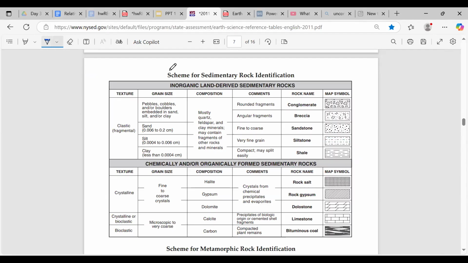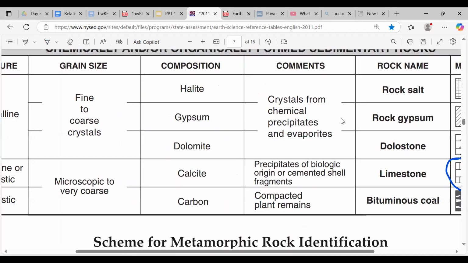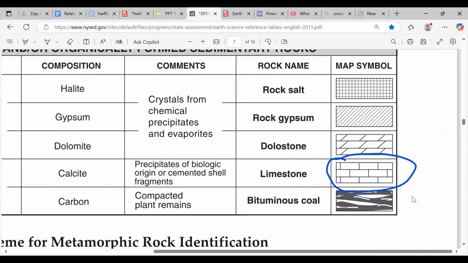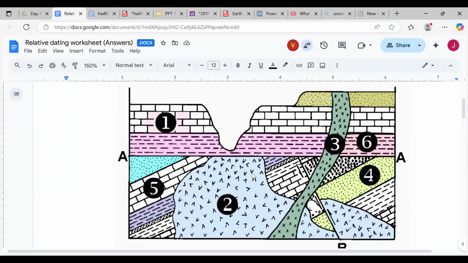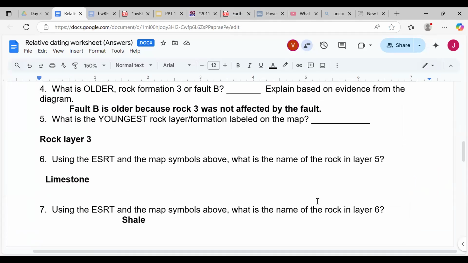All right, and for the map symbols that we see here, I'm looking for the one with the bricks. And when I see that, as you can see right here, and I'm zooming in, the rock name that has the bricks is limestone. This is at page 7. So the correct answer for number 6 is limestone.